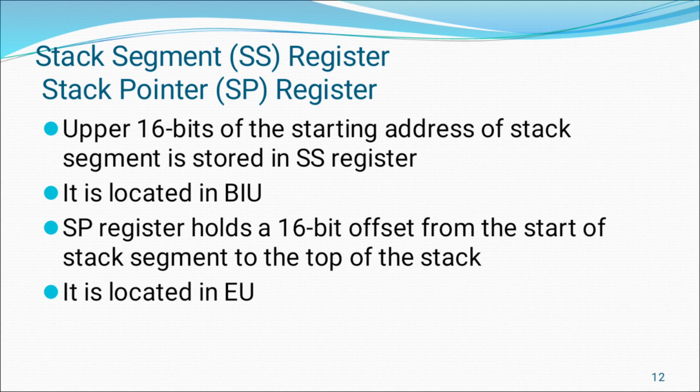Next, we are going to discuss the stack segment register and stack pointer. Generally, the stack segment register is 16-bit. So the upper 16 bits of the starting address of the stack segment are stored in the stack segment register. It is located in the bus interfacing unit. The stack pointer register holds the 16-bit offset from the start of the stack segment to the top of the stack. It is located in the execution unit.